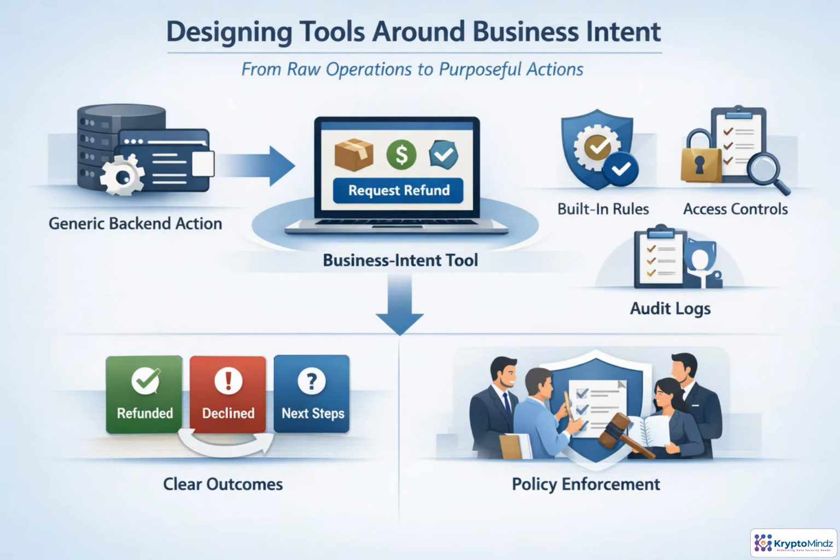In production, MCP tools should feel like business actions, not database knobs. Instead of exposing update order record and hoping the model infers refund policy, expose request refund for order. The server can then check eligibility, permissions, limits, and audit requirements in one controlled place. This makes the tool easier for the AI to choose and safer for the organization to operate. Results should be outcome-oriented as well: refunded, declined, partially completed, or waiting on a next step. Good tool design turns raw capability into a controlled workflow.